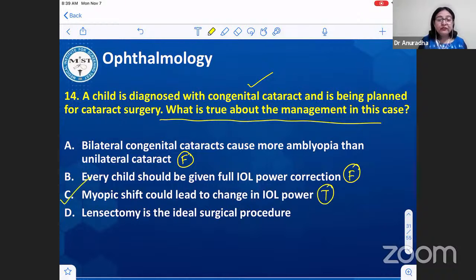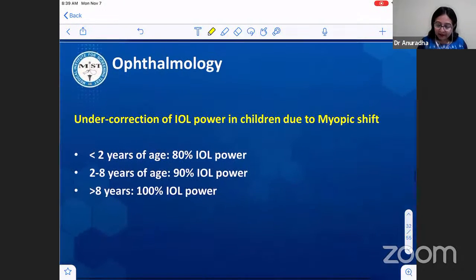Lensectomy is the ideal surgical procedure. No. Lensectomy means that you are removing the whole of the lens with the capsule. If you remove the capsule, then you will not be able to place the intraocular lens in the capsular bag. So that is not the ideal surgical procedure. So in congenital cataract, first, unilateral cataracts cause more amblyopia. Then IOL power calculation has to take care of the factor of myopic shift.